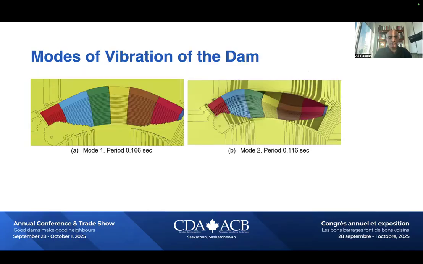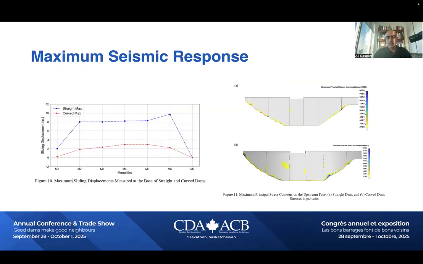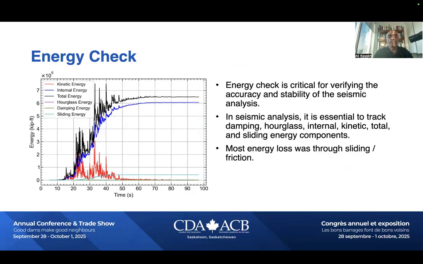The primary mode of vibration of the dam, as I said, is about 0.16. And this is a comparison of the sliding between a straight dam and curved dam, which obviously shows that the curved dam is geometrically restrained and cannot really move a lot. So it's a better option for design. That's one of the reasons that we decided on this option.